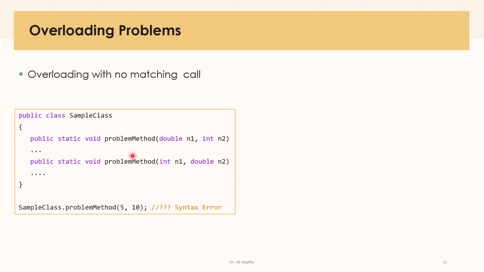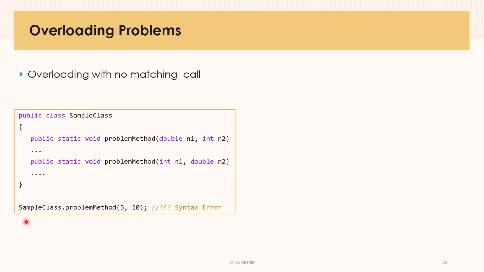Another problem that might occur with overloading is that sometimes when we invoke or call an overloaded method, the compiler is confused which method to call. Consider the following example. Suppose the overloaded method has two different signatures. In the first definition, the first input parameter is double and the second is integer, and in the second definition, the first parameter is integer and the second parameter is double.